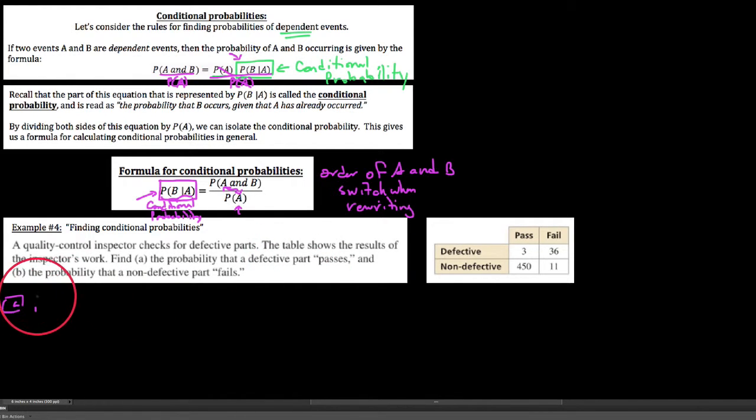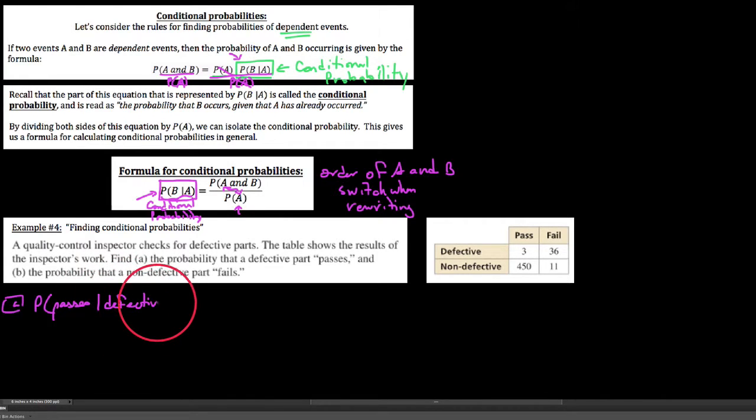Another way of saying this is the probability that it was already defective, but that it's passing, okay? In other words, probability that it passes given that it's already defective. So what we're going to write first of all is the probability that it passes given that it's already defective.